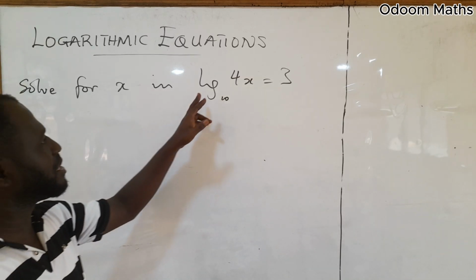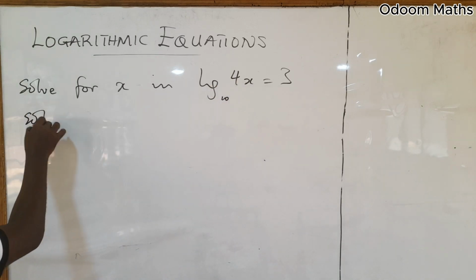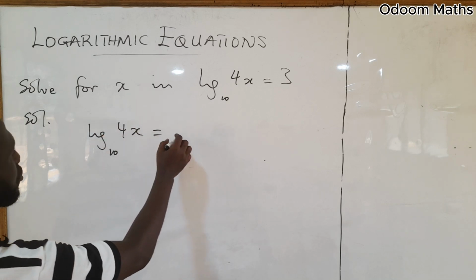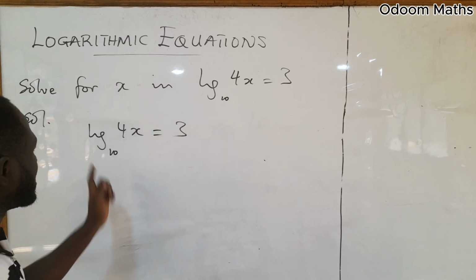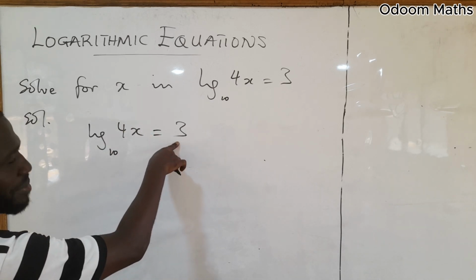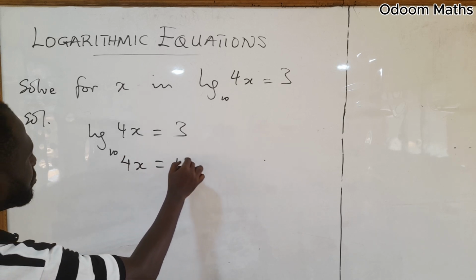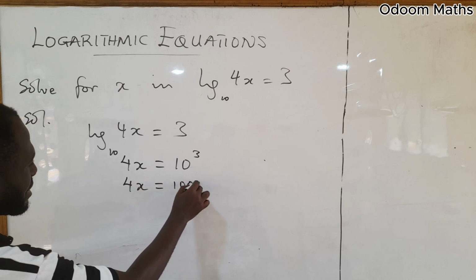Solve for x in log 4x base 10 equals 3. Okay, so straight away, log 4x base 10, we are told it is 3. We need to change this one to indices. That is, this 10 should become a base here. So 4x equals 10 to the power 3, and then 4x becomes 1000.